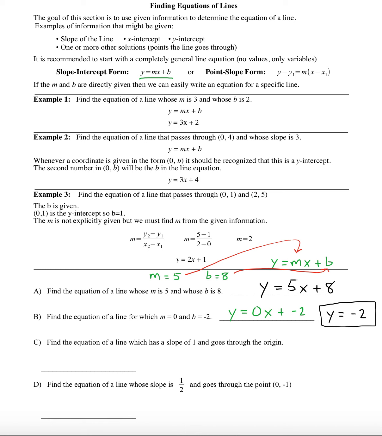This one says find the equation of a line whose slope is 1. So they're basically telling us let m equal 1. And it goes through the origin. So, okay, what is b then? Let's just graph real quick this line. It goes through the origin, so that's a point on the line. Has a slope of 1. It's going to look like this.